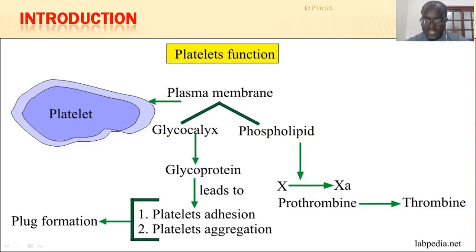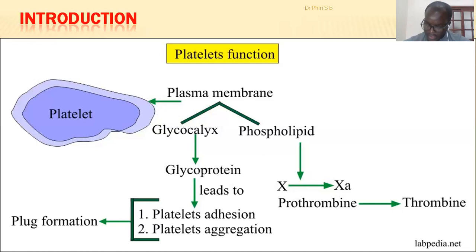Then after that, you can have aggregation of platelets, or stacking of platelets on top of each other. How do they get stuck to each other? It's because they have glycoproteins, which are receptors that can bind to other structures of another platelet. These structures are glycoprotein 2B and glycoprotein 3A, which are the ones involved in aggregation.